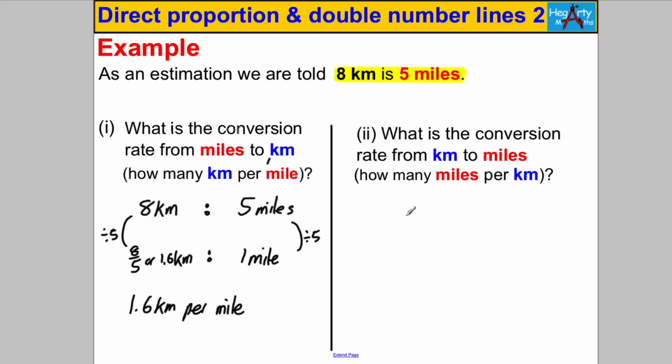If we were doing it the other way around, always start by writing down your ratio for conversion, or your rate of conversion. This time we want how many miles per kilometer, per 1 kilometer. So you want yourself how much 1 kilometer is worth. You're going to divide 8 kilometers by 8 to get the value of 1 kilometer. That means you have to do 5 divided by 8 as well.